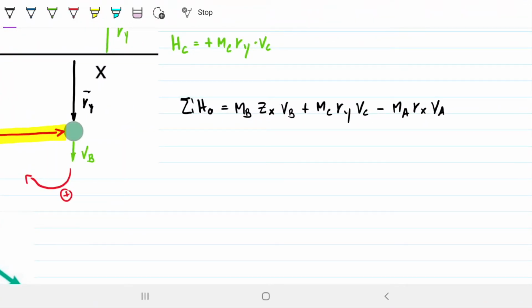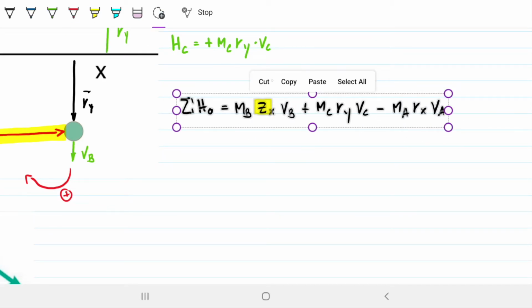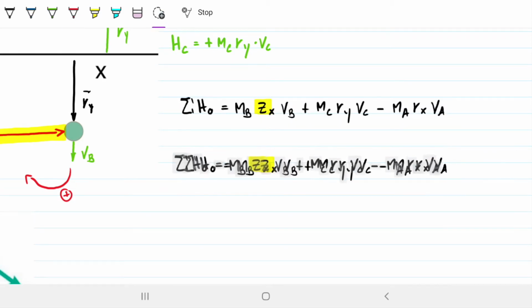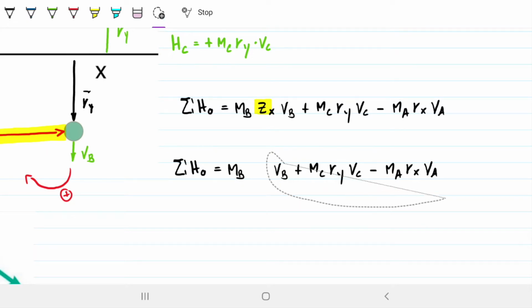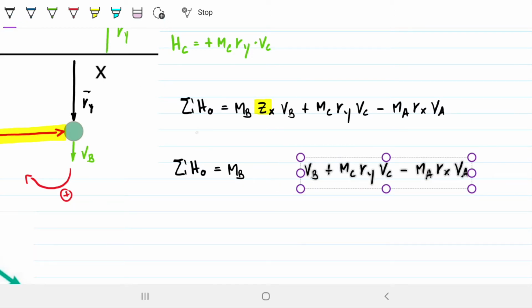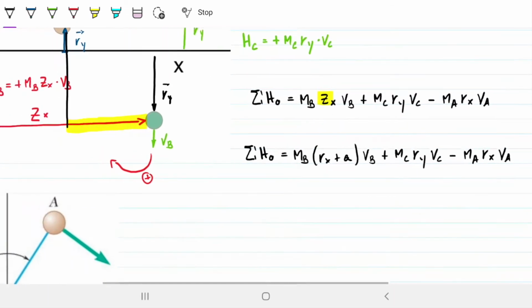I'm going to substitute this by Rx plus A. And probably need more space for this. Rx plus A. Okay, so this is the sum of all the angular moments that I have after the ring G dissolves. Cool, so what about before?